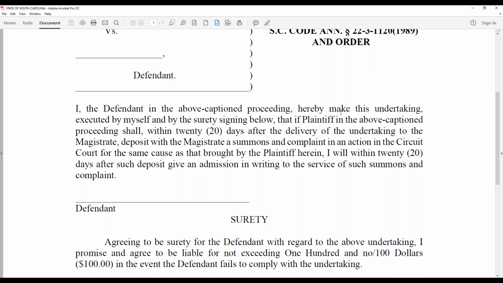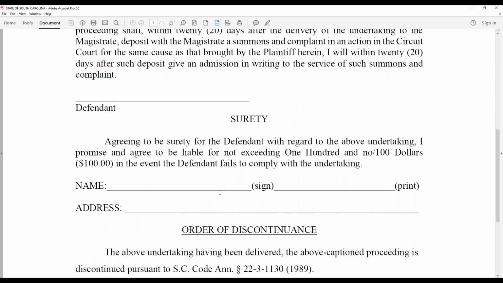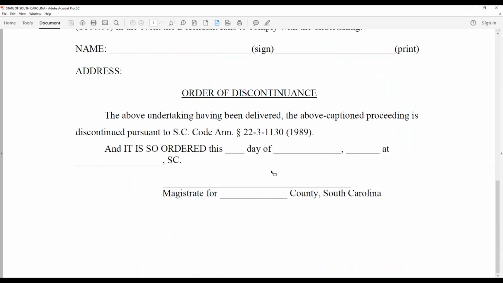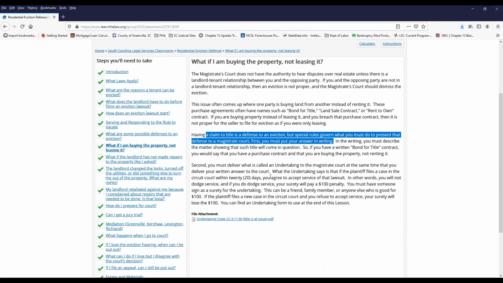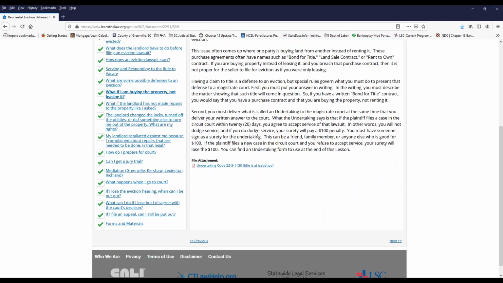It says, I, the defendant, make this undertaking, and if the plaintiff within 20 days deposits with the magistrate a summons and complaint for an action filed in the circuit court, that's the court where these kind of real property disputes would have to be addressed, then I agree to accept service. And then the surety fills in the name and address and is liable for $100, and the court should sign that. So just to alert you to that sort of quirk of this particular defense.